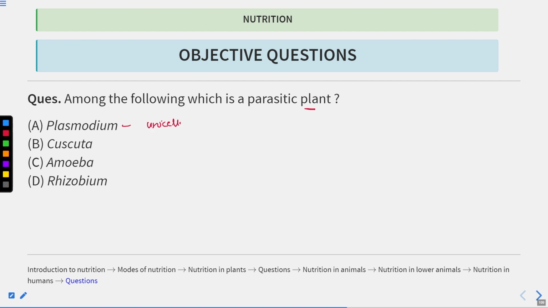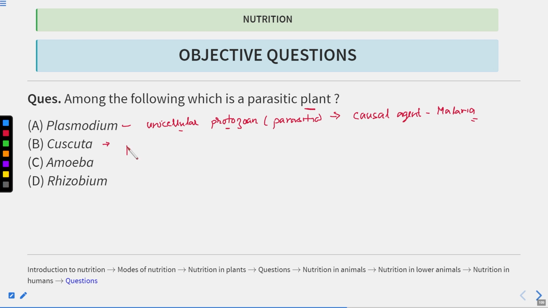unicellular protozoan. Okay, it is a unicellular parasitic protozoan. So it is parasitic. Alright. And it is the causal agent of what? Malaria. It causes malaria in humans. Apart from humans, it also infects other vertebrates such as reptiles, and it also infects some mammals. Let's talk about Cuscuta.